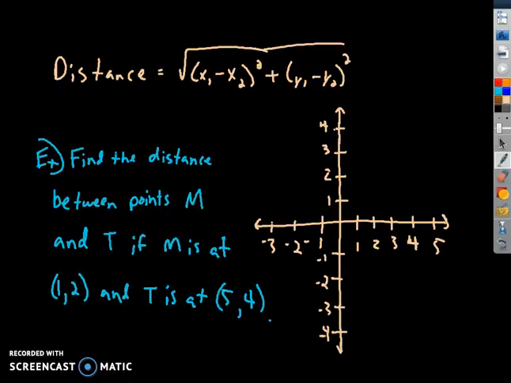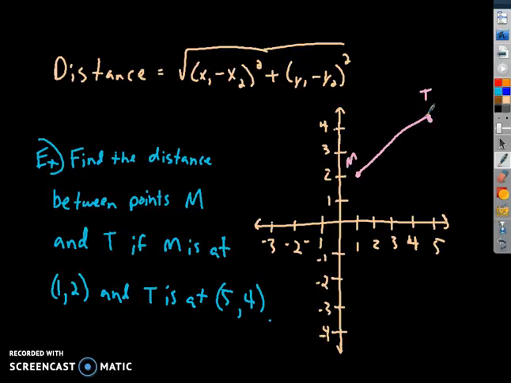I got one last example. All right, so this section doesn't really deal with circles. We are going to work on the coordinate plane, and it's very important for you guys to understand two formulas to deal with coordinate planes, and that's distance and midpoint. So this is the first question. Find the distance between points M and T if M is at (1, 2), and T is at (5, 4). So point M must be here. T must be here. All right, so you want to find the distance from there. That'd be a line connecting those points directly.